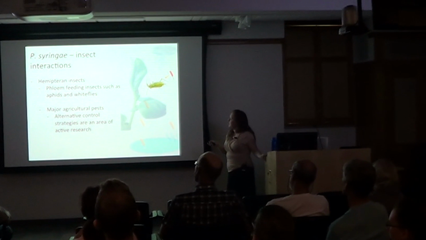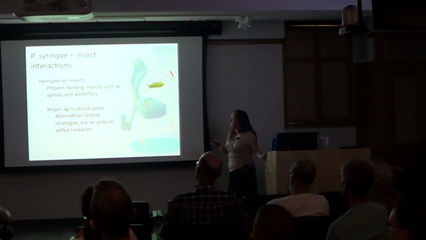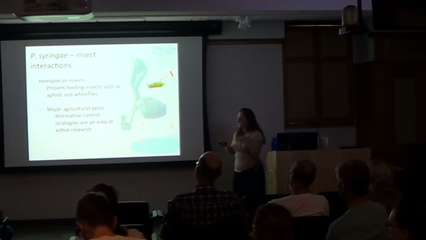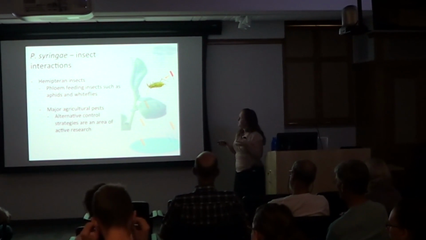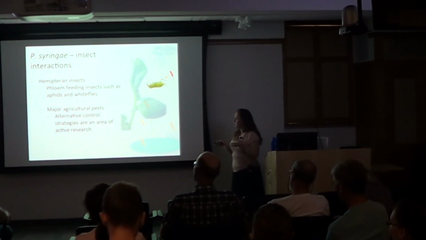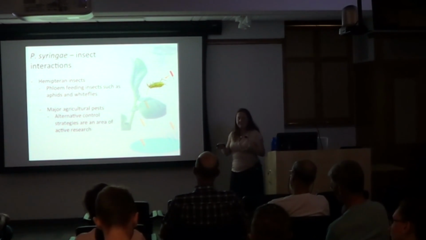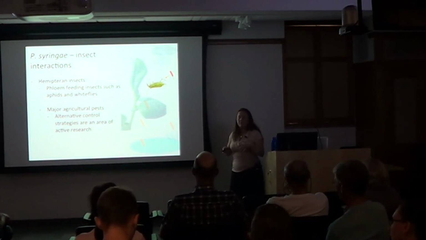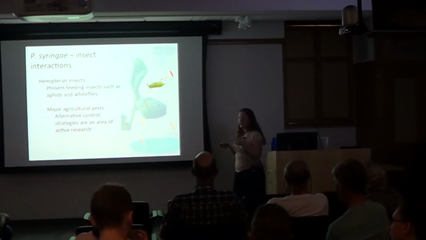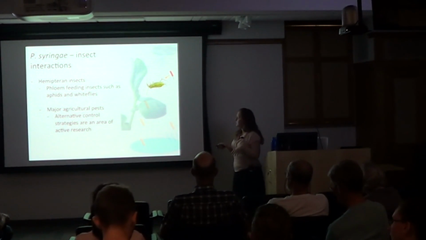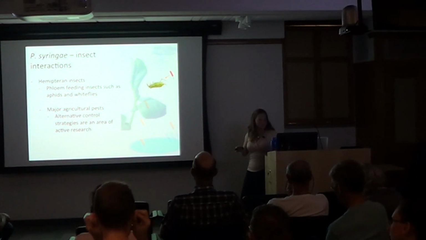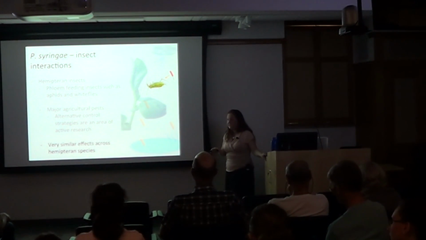So most of the work that I've been doing has been focusing on hemipteran insects, such as aphids and whiteflies. These are phloem-feeding insects, so they insert their straw-like mouth parts into plants and feed on plant sap. They're also major agricultural pests, and because they can cause a lot of crop damage, there's a lot of interest in finding alternative control strategies, such as biological control or bioactive compounds from different sources that might be able to control them as pests. So that's partly why I've been focusing on hemipterans. I'll mostly talk about pea aphids today, but I actually have found fairly similar effects across different hemipteran species, which is interesting.